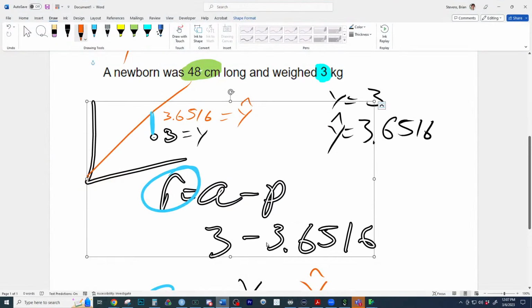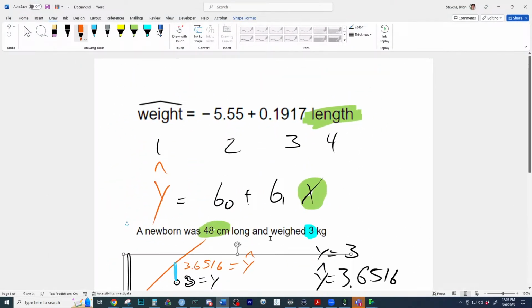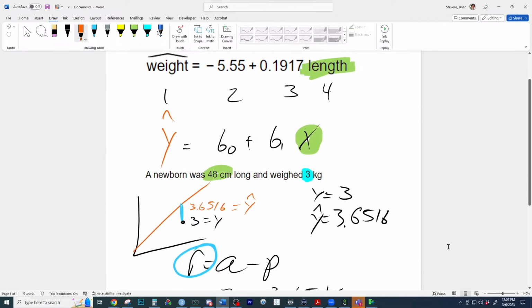They're just having you interpret, like we were predicting the weights of a baby right here, and the negative residual right here means that this baby weighs 0.6516 less than we would have expected, because the line is the expected. So the baby weighs less than expected because we're predicting weight of a baby. And so we know that the baby is 48 centimeters. So we used 48 to make the prediction by plugging 48 in right here. And then after we made the prediction, we found that it actually weighs 3 kilograms.